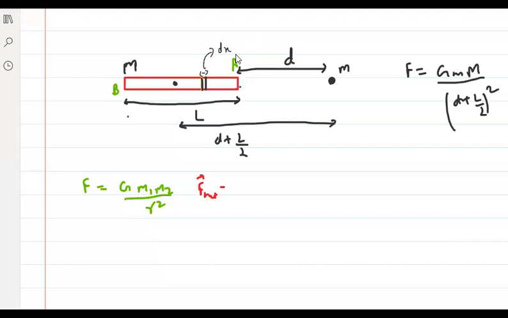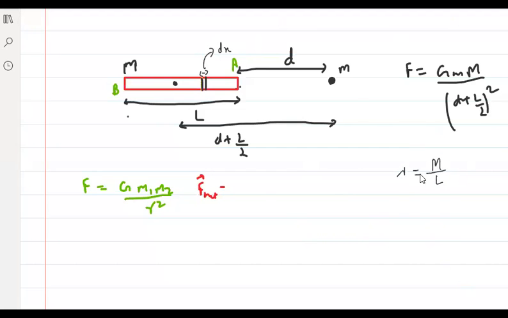dx or dl, doesn't matter. I'm using dx, you can use dl also. Now tell me, what is the total mass of the rod? Capital M. What is the total length of the rod? Capital L, right? Now, what is this?